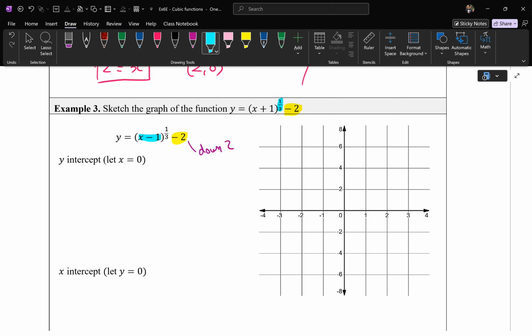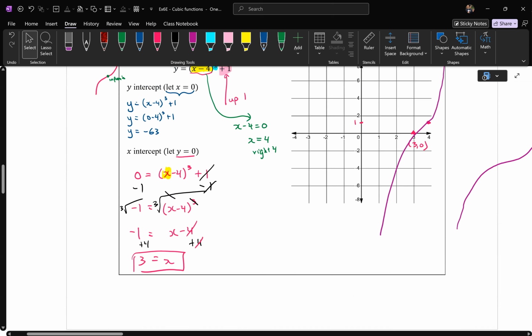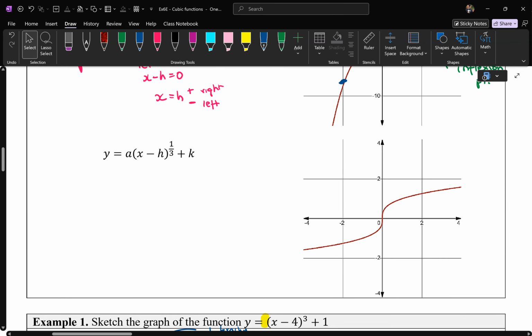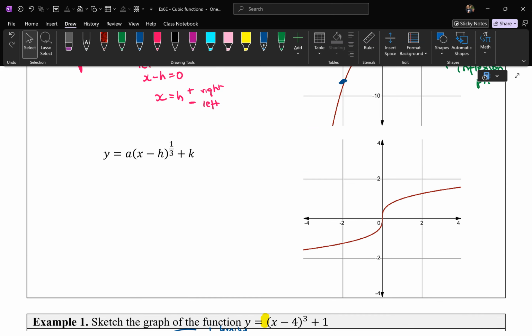Right by 1. Very good. So you just need to know what the shape looks like. We know it's positive. We just don't know what a cube root looks like. But I did give it to you. If you scroll back up, I gave to you, if this is what a cube looks like, this is what a cube root looks like.